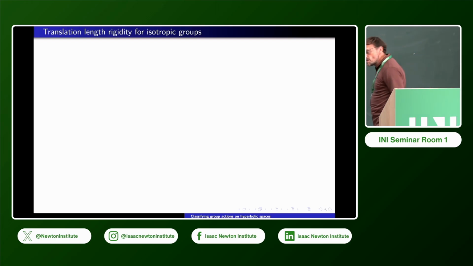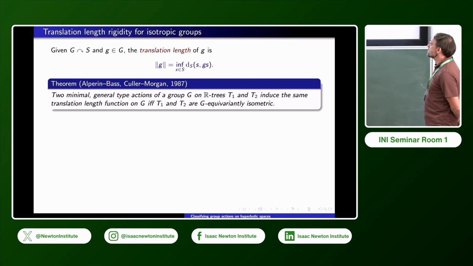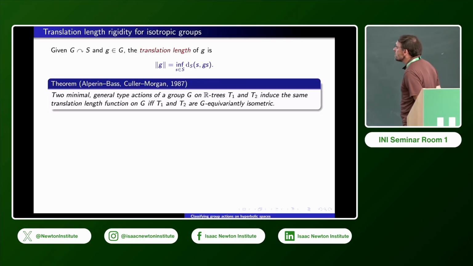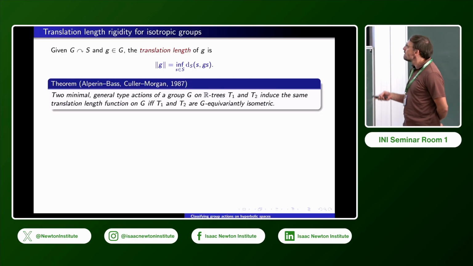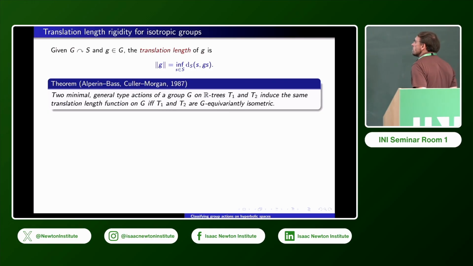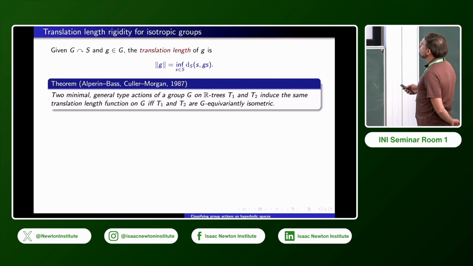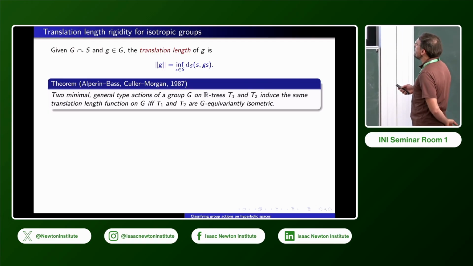Now, for isotropic groups, we have an interesting phenomenon which we call translation length rigidity. And before talking about our result, I want to remind you of this result by Alperin-Bass and independently by Culler and Morgan, which was proved a long time ago. So, for any group acting on a metric space, you can define the translation length of an element in the usual way. So that's the infimum, sometimes called the displacement function.